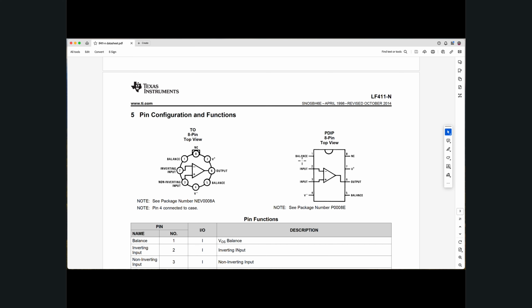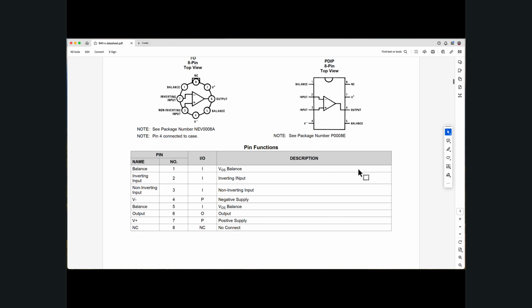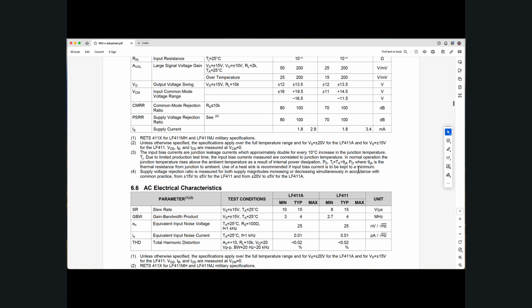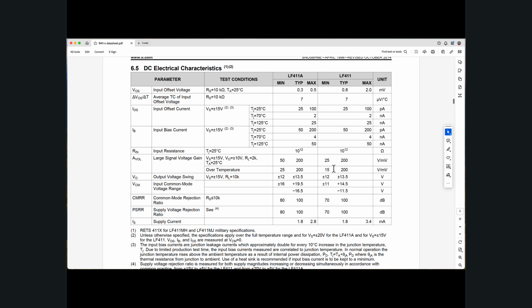And there's a couple of other pins with balance, which is beyond the scope of what I wanted to cover, and pin 8 is just simply not connected. So what I'm interested in is a few tables in here. For example, the table on page 5. This table shows me a lot of information.